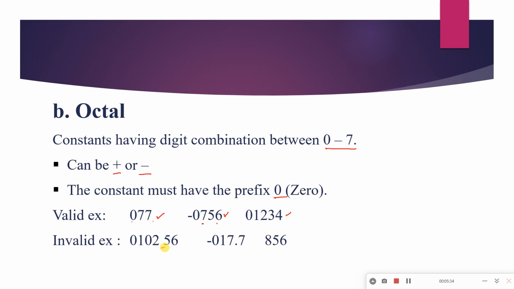Here a blank space has been included, so no commas, no blank spaces can be included in the integer constant, so it is invalid. Then here minus 017.7, again it is a decimal point, it cannot be. And again 8 does not come under the octal combination, so that's why it is invalid. I hope it is clear.